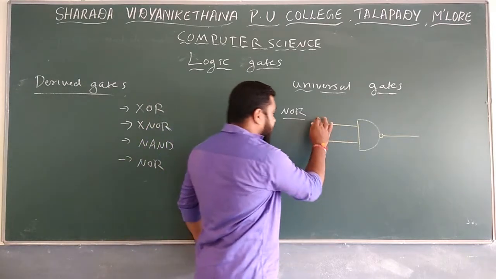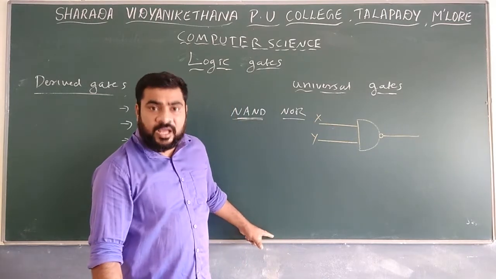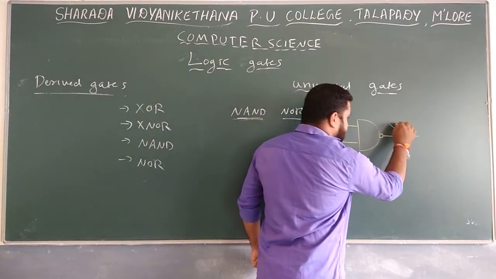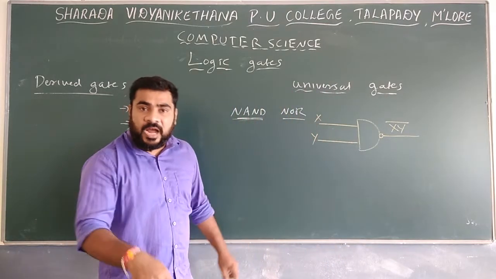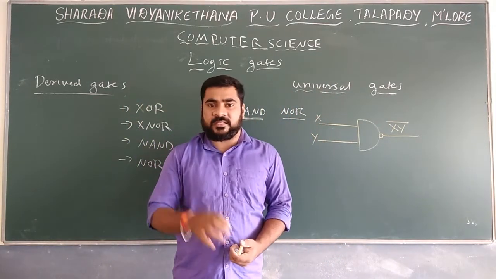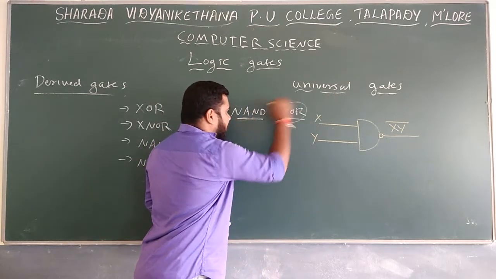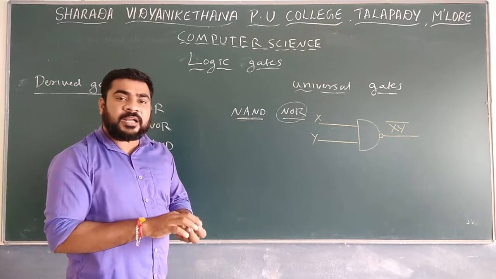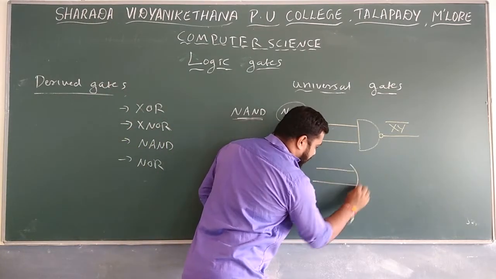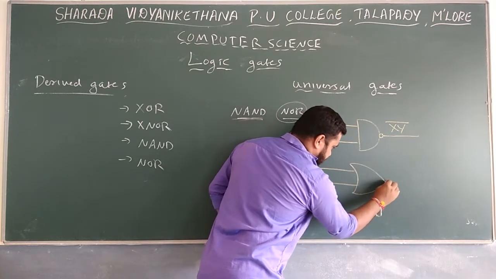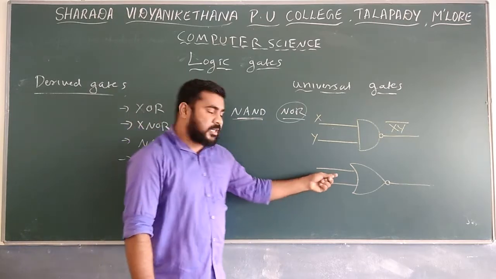If you give the input as X and Y, the output will be (X.Y) whole dash. X and Y is the input, and the output will be (X.Y) whole dash. That is in the case of the NAND gate. Then if you take the NOR gate, how can you consider it? The NOR gate is a combination of an OR gate and the NOT gate. This is the NOR gate construction. So the NOR gate symbol is this one.